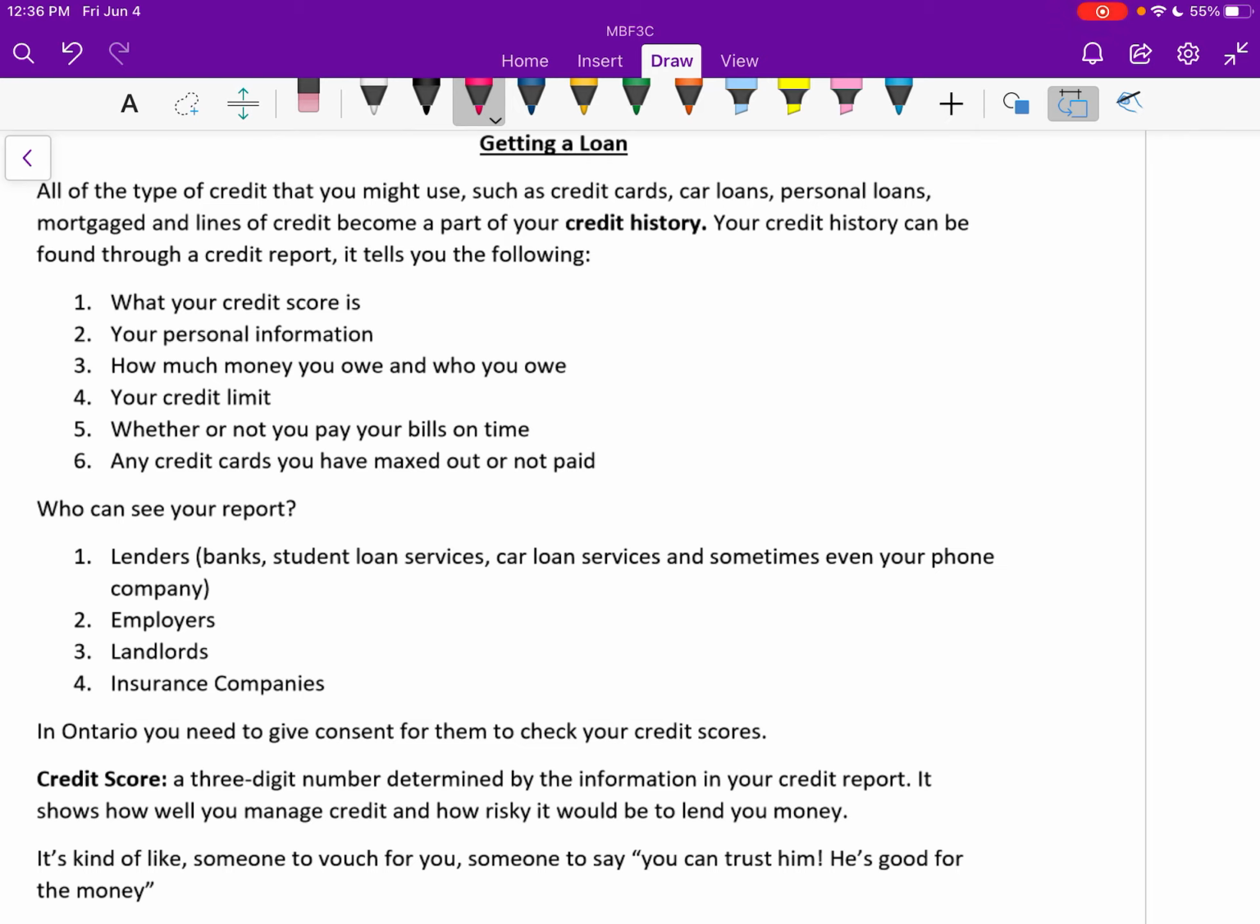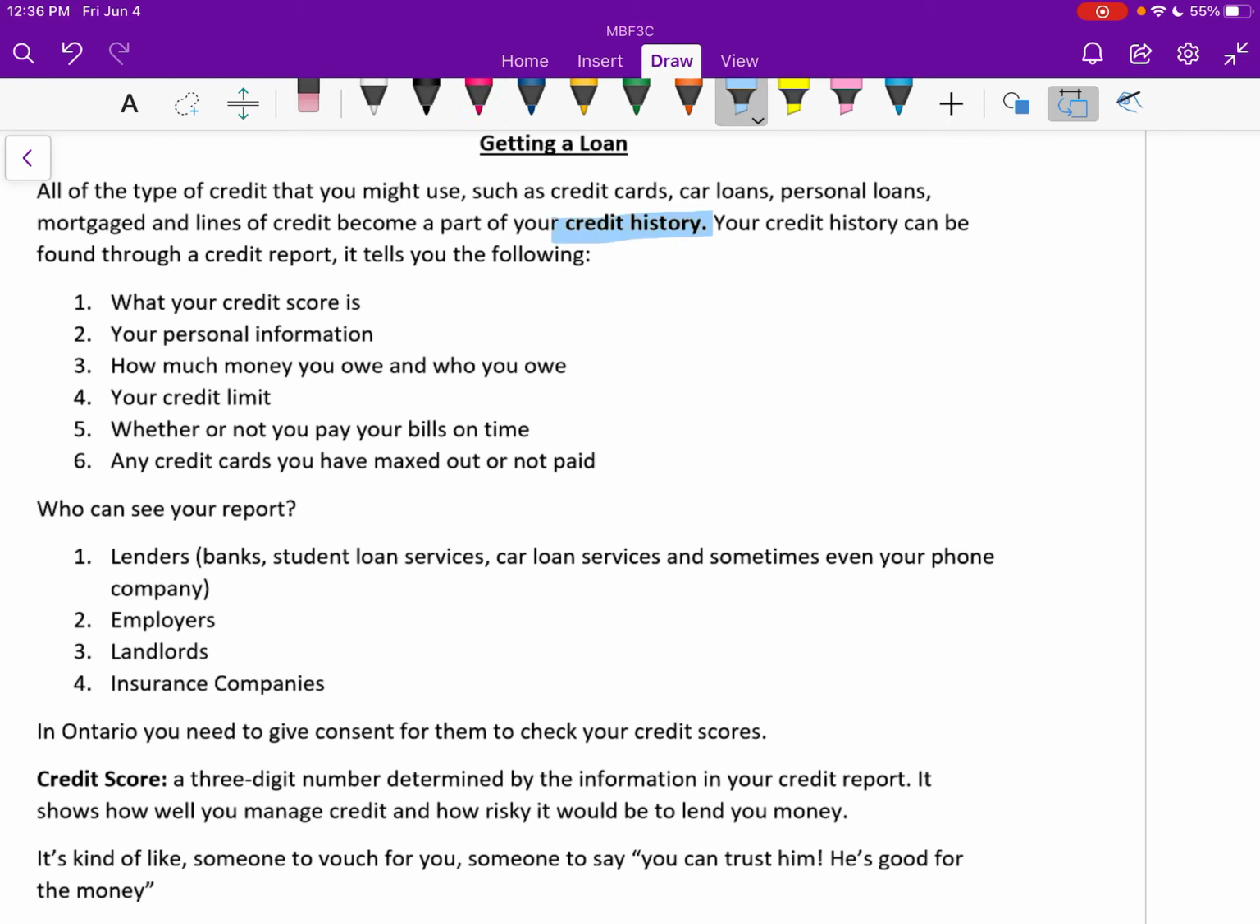So how do you actually get a loan? Everybody says you're going to get these loans, but how do you actually do it? All types of credit that you might use, such as credit cards, car loans, personal loans, mortgages, and lines of credit, all become part of something known as your credit history.